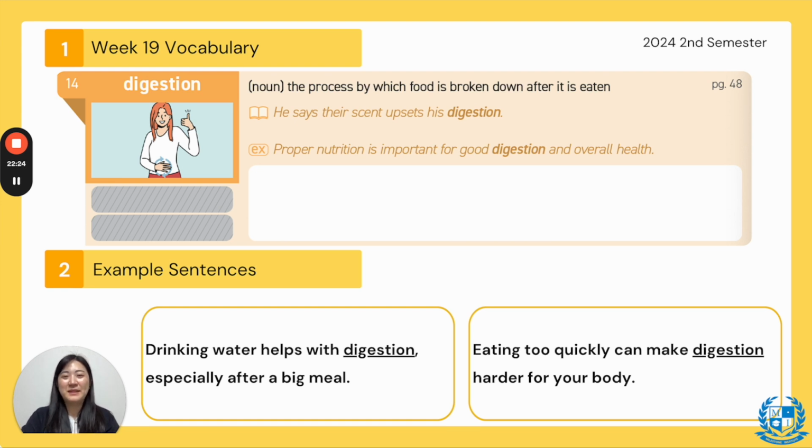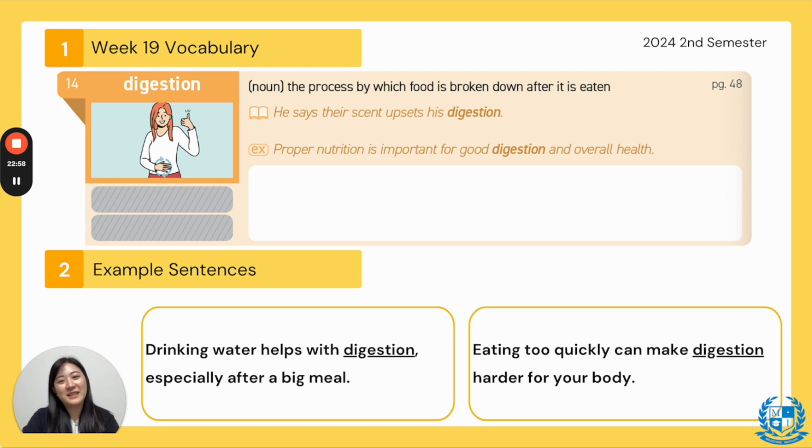Next one, example, let's read together. 1, 2, 3. Proper nutrition is important for good digestion and overall health. So you have to eat very well. You have to eat your fruits, your vegetables, your meats, and everything so that you have proper nutrition. Here, it says drinking water helps with digestion, especially after a big meal. So it's kind of like when you eat a lot, you should drink water so that it washes it all down, helps with the digestion, okay?